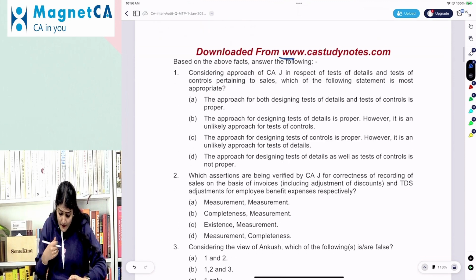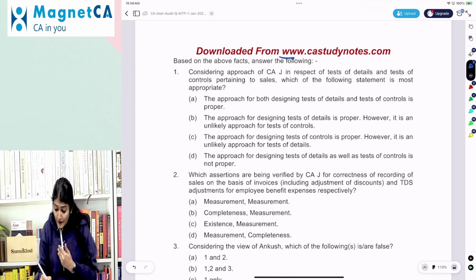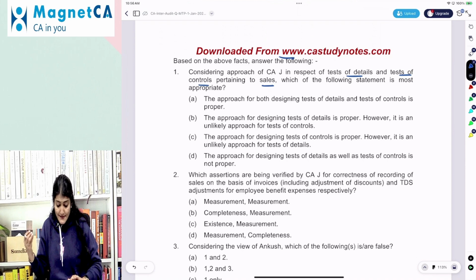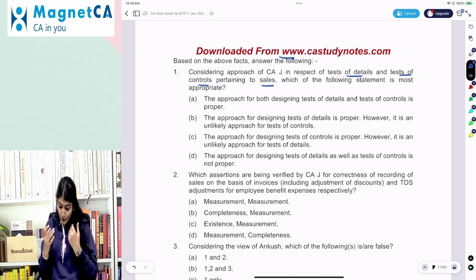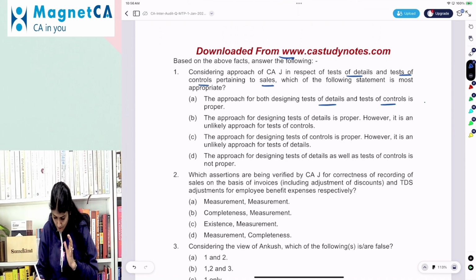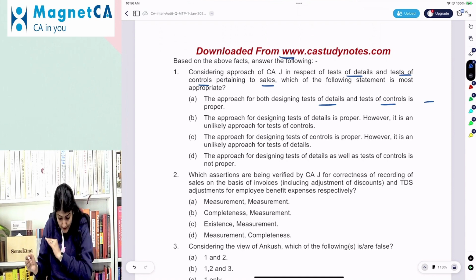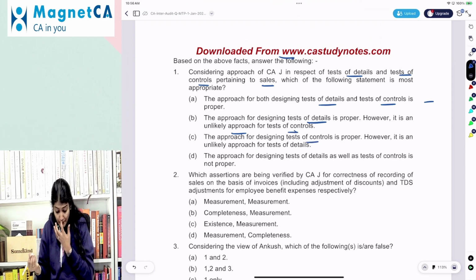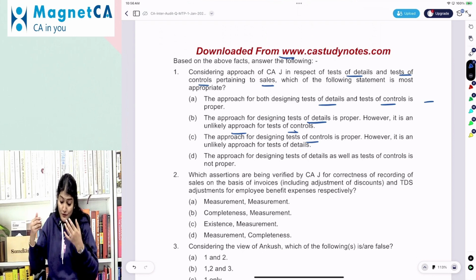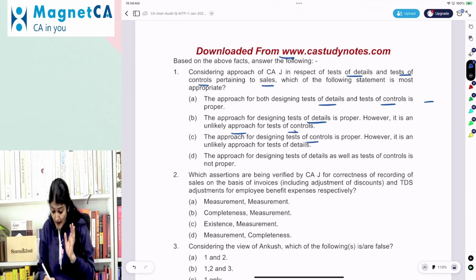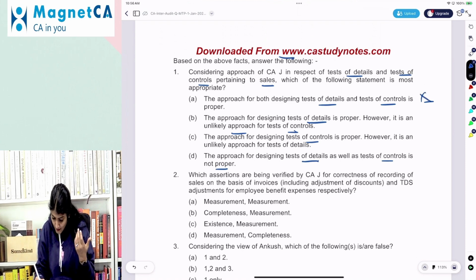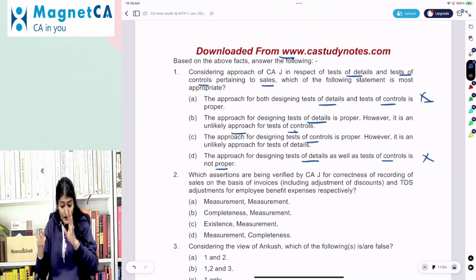Considering the approach of CAJ in respect of TOD and TOC related to turnover, which of the following statements is most appropriate? Approach for designing TOD, TOC is proper. Approach for designing TOD is proper, however, it is unlikely approach for TOC. Approach for designing TOC is proper, however, it is unlikely approach for TOD. The approach for designing TOD as well as TOC is not proper. So the first says both are proper, and the last says both are not proper.